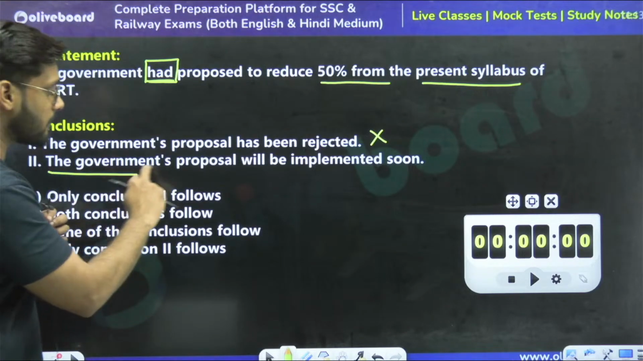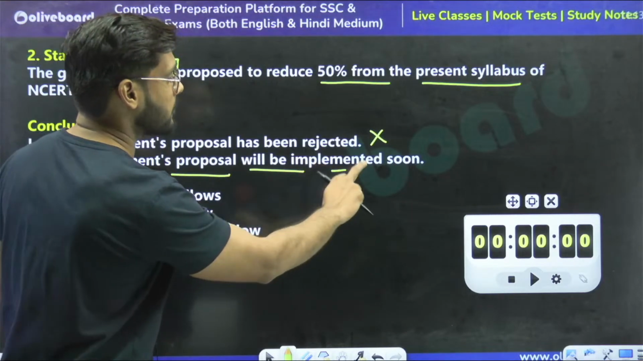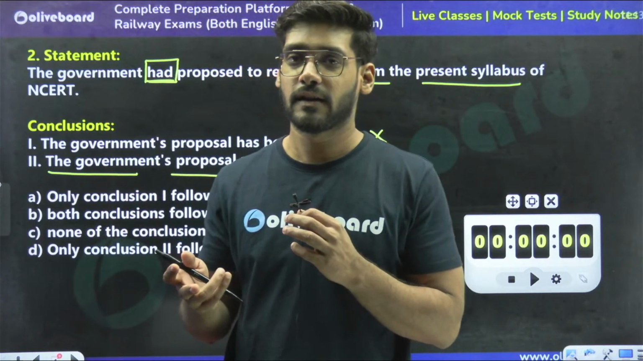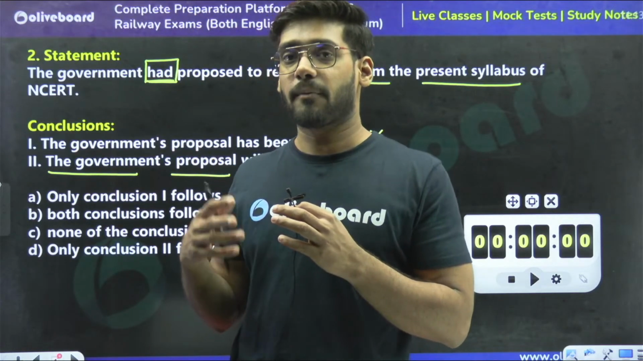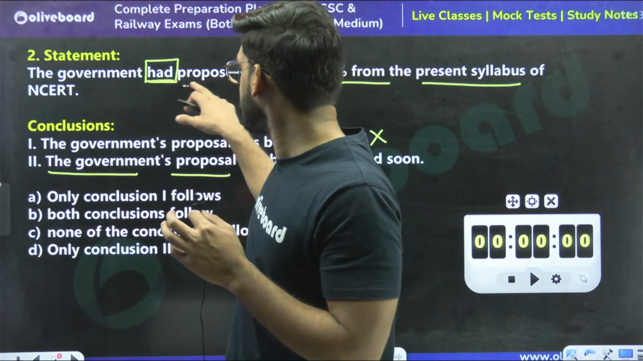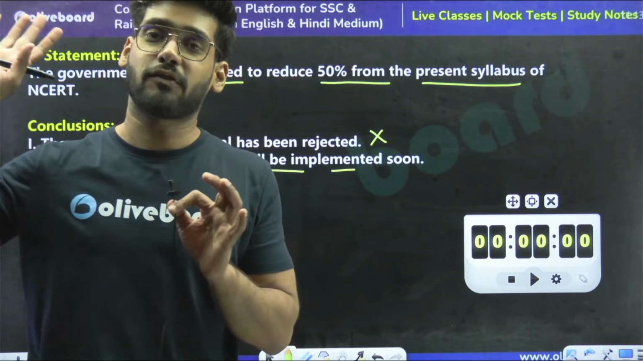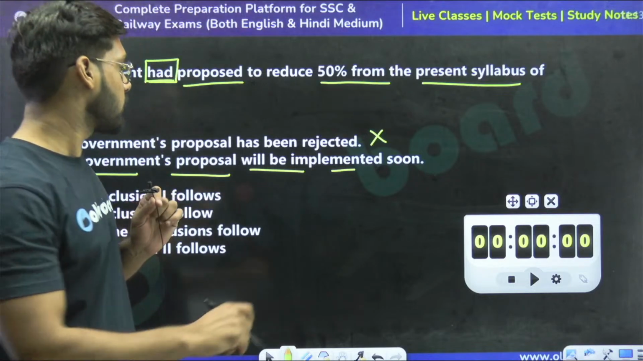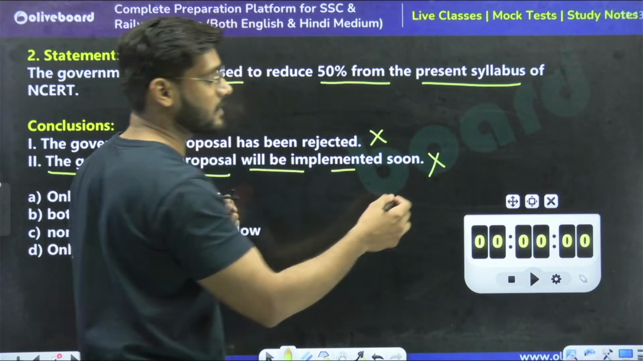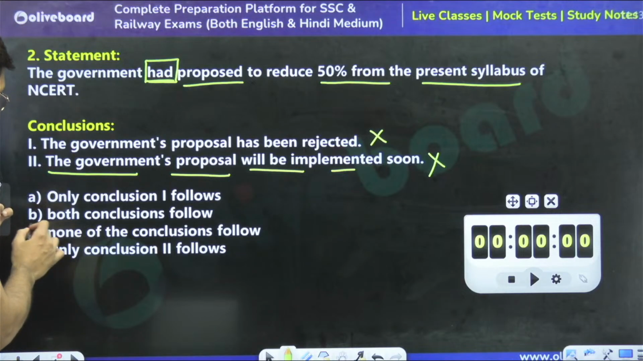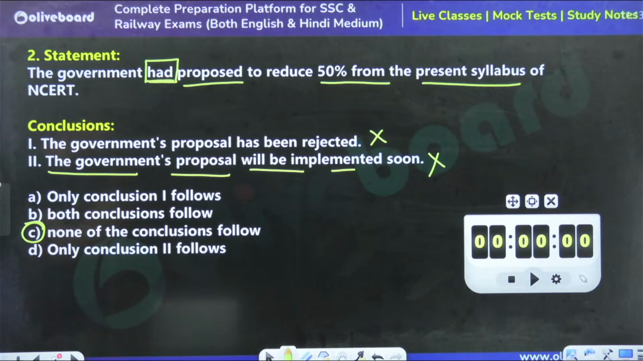Second, the government's proposal will be implemented soon. We are not sure about this. The government had proposed; only the proposal is given, and that was in the past. So we cannot say whether it will be implemented soon or not, right? So the right answer is option C. None of the conclusions follow.